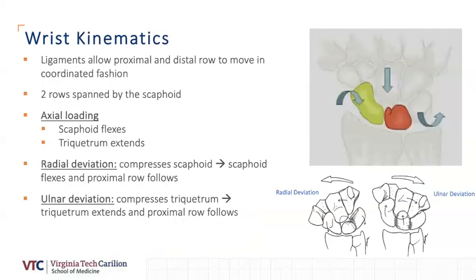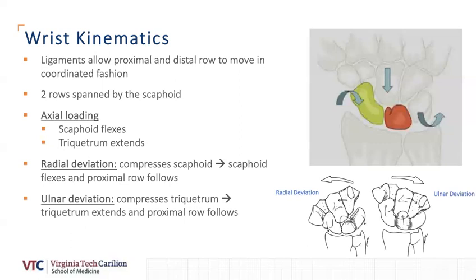So looking at the wrist kinematics, really the ligaments all come together to allow the proximal and distal rows to move in a coordinated fashion. And the proximal and distal row really are spanned by the scaphoid. So although the scaphoid's in the distal row, it also makes a connection and almost acts as a crank between the two rows to help guide motion in conjunction with the ligaments. So axial loading, when it's applied to the wrist, it's translated oftentimes through the capitate, and then it results in flexion of the scaphoid joint and then extension of the trapezial joint.